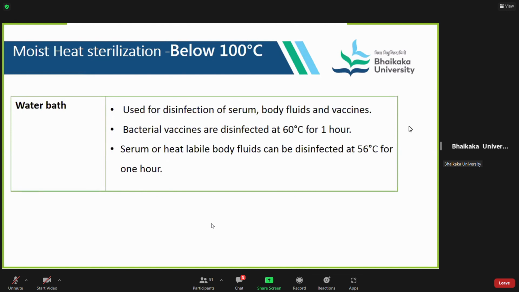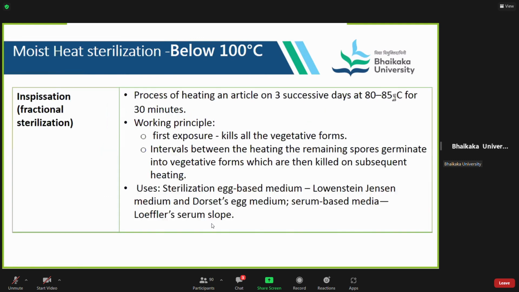Then in laboratory, we do use water baths, particularly if you have to disinfect body fluids, serum, and vaccines. 60 degrees centigrade for 1 hour. Put them in a water bath where the temperature is maintained at this particular time and duration. Serum or heat labile fluid can also be disinfected at 56 degrees centigrade if they are maintained for 1 hour. So water bath can also be used.